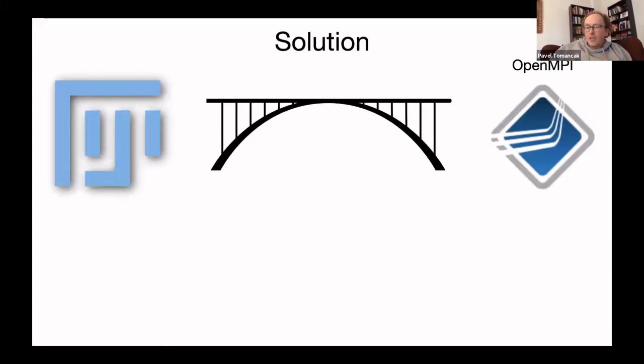The solution which we came up with is to build a bridge between Fiji, open source software for biological image analysis, and something called OpenMPI. OpenMPI is a bona fide standard for parallelization of code on HPC resources. It is a program which you will find on any HPC cluster, no matter how obscure, it is really a standard, right? And we built this bridge in two different ways.